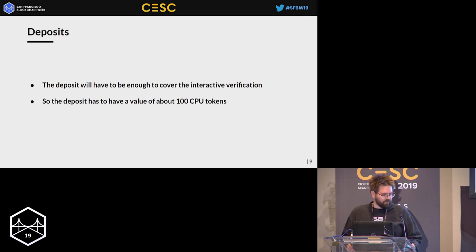Then the other part of the system where we need some kind of tokens are the deposits. And the question now is, what is the relationship between the CPU tokens and the deposits? So the value of the deposit has to be enough to cover the cost of interactive verification, and in practice this might mean that, well, at least, okay.